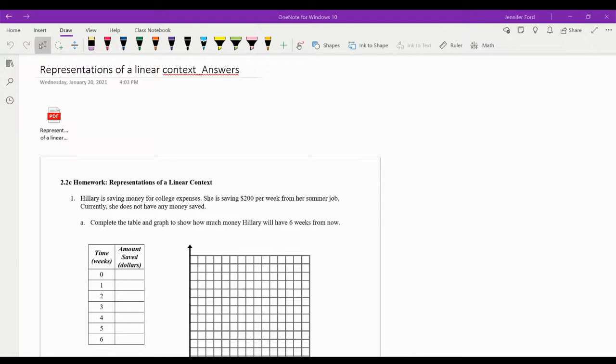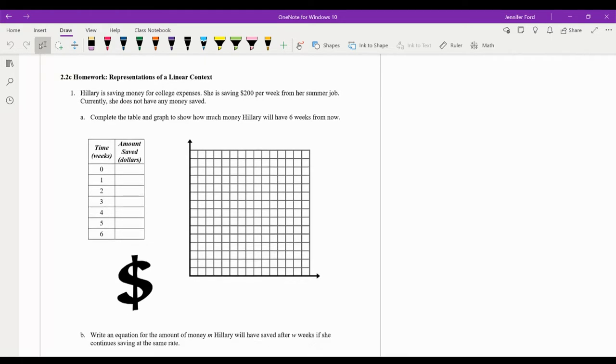Hi everybody. I just wanted to make some quick videos for an answer key for the lesson that we're doing on Friday, January 22nd. I'm going to make a separate video for each problem, and there are 3 problems. All right. Representations of a linear context. This is the answers.